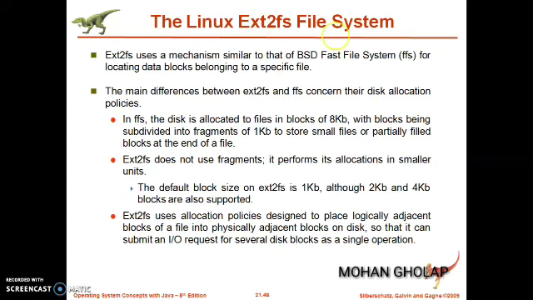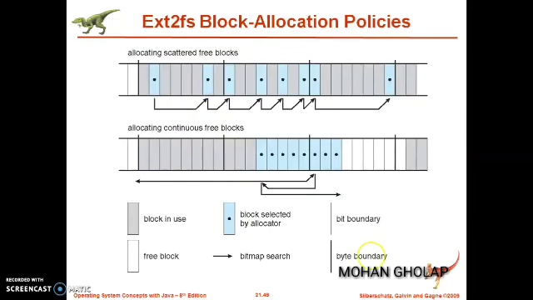In FFS, the file is allocated in terms of blocks of 8 KB, and these are subdivided into fragments, but ext2fs does not support any fragmentation, and it allocates in terms of smaller units of size 1 KB, 2 KB or 4 KB. And ext2fs uses allocation policies designed to place logically adjacent blocks of a file into physically adjacent blocks on disk, so it can submit an I/O request for several disk blocks as a single operation. This is how the ext2fs file system operates.